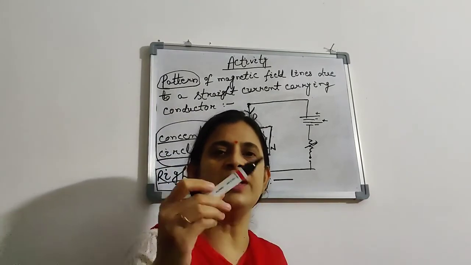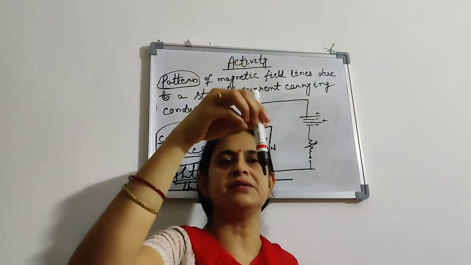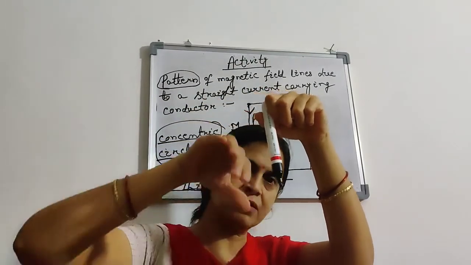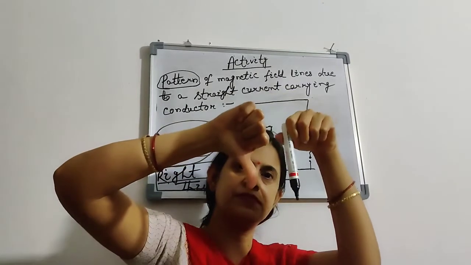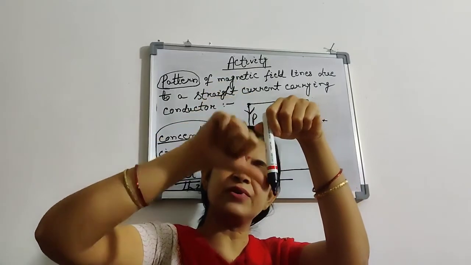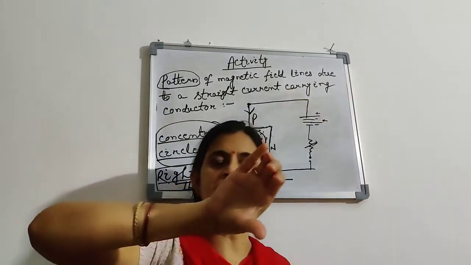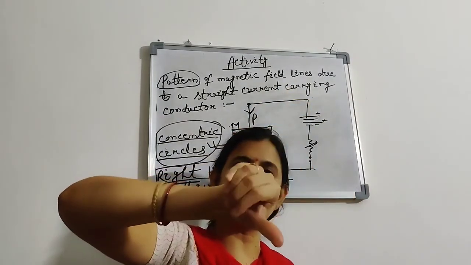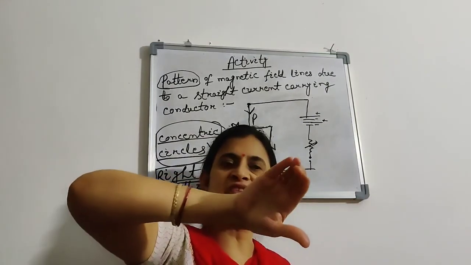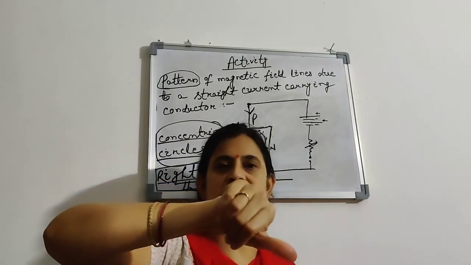Suppose I am holding like this. This is the current carrying conductor in which the current is flowing in this direction, meaning downward direction. The thumb will point in the direction of current, that means the current is flowing downward. Then the direction of the curl of the fingers is clockwise, so the direction of the magnetic field will be clockwise.